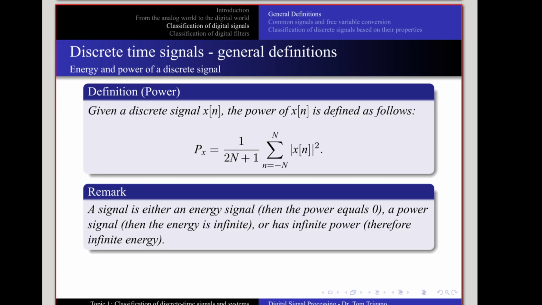And in the same way that we define the energy of a discrete signal, a discrete time signal can also be characterized by its power, and its power is defined by this sum from -N to N of the modulus of x[n] squared, divided by 2N+1, which is exactly the number of terms included in this series. So P_x can be seen as the same information as the energy, but normalized in time.